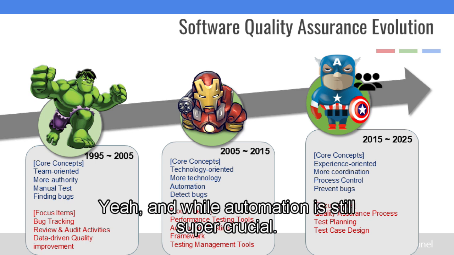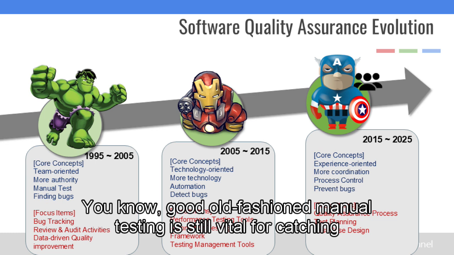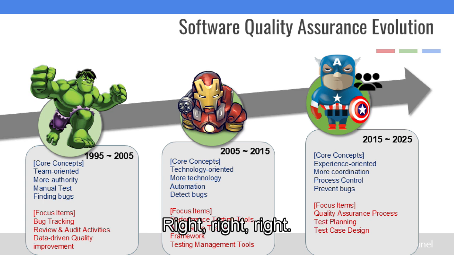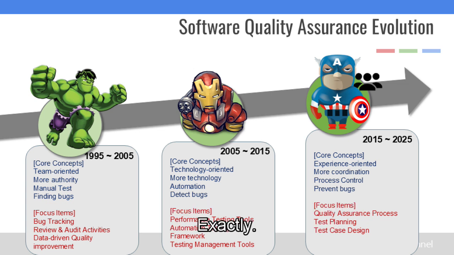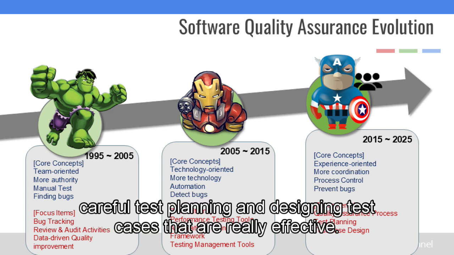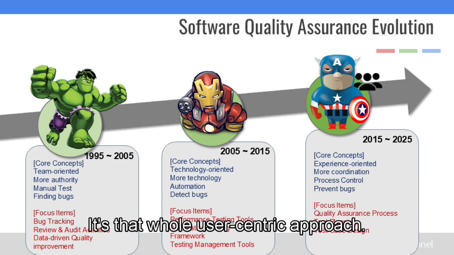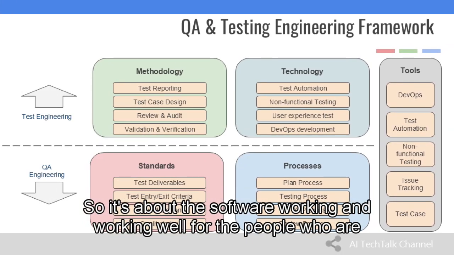Yeah, and while automation is still super crucial, good old-fashioned manual testing is still vital for catching those really nuanced problems. The ones that automation might miss. The things that really impact how users experience the software. Exactly. So now there's this huge emphasis on careful test planning and designing test cases that are really effective. That's not just about making sure the software works, but also that it meets the user's needs. It's that whole user-centric approach, right? So it's about the software working and working well for the people who are actually using it.